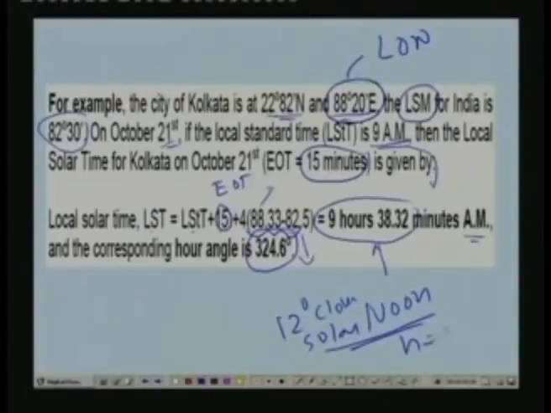How did I calculate the hour angle? As I said, at noon, let us say 12 o'clock solar time, solar noon, your hour angle is 0. So for example, at 1 p.m. the hour angle is equal to 15 degrees. How is it so? Because the hour angle varies from 0 to 360 degrees in 24 hours. So 1 hour is equivalent to 15 degrees.